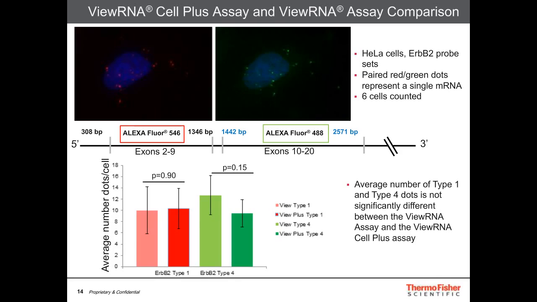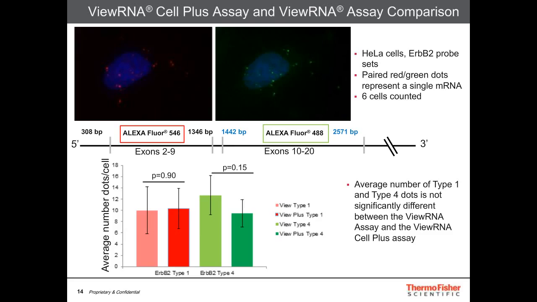And the reason we did this was to look at paired red and green dots. Seemingly a paired red and green dot would indicate a single mRNA, where we have tree structures formed on the 5' end of the mRNA and also on the 3' end of the RNA. And it's very difficult to look at these images overlapped to see the two signals.